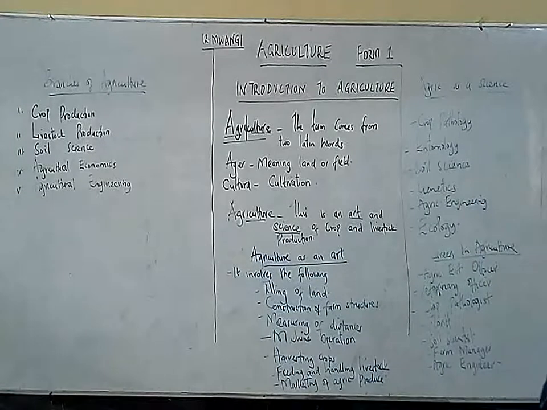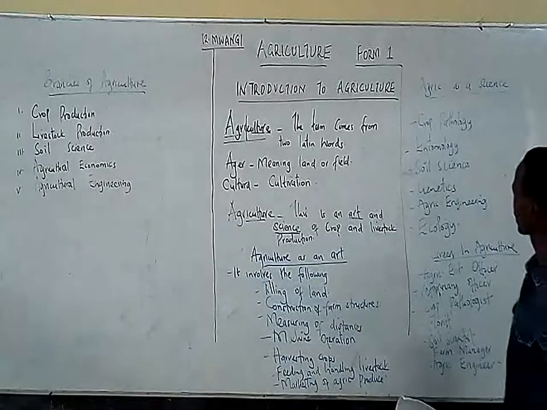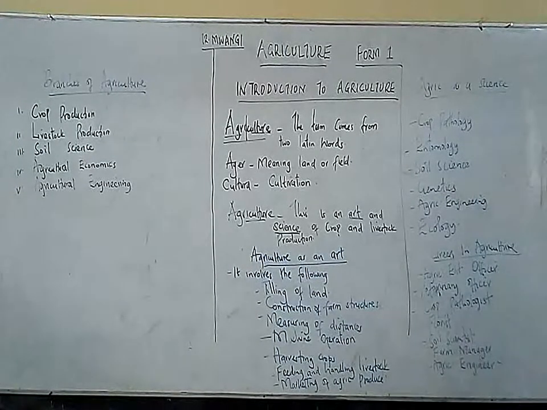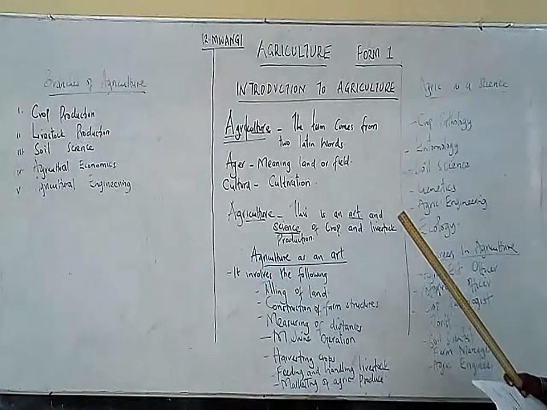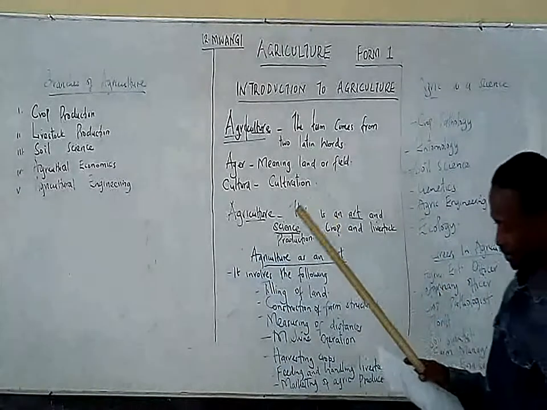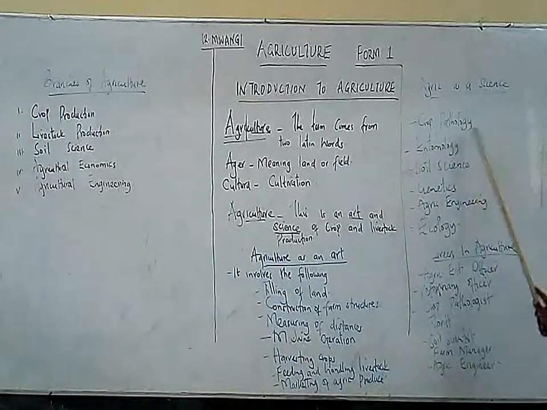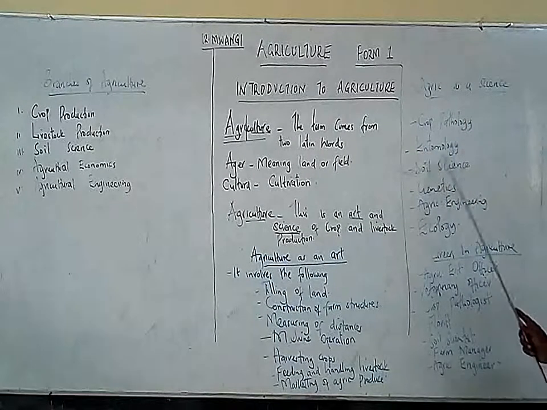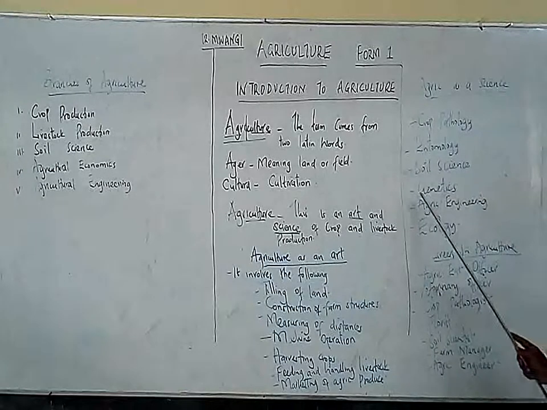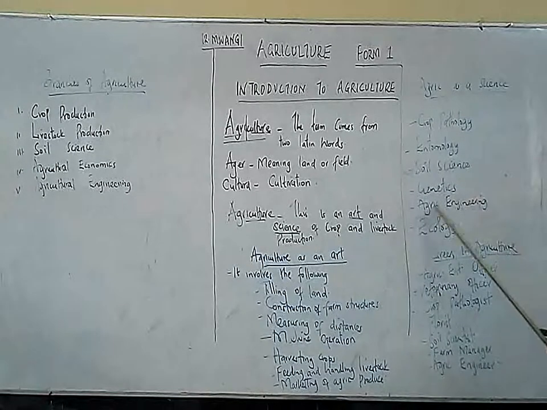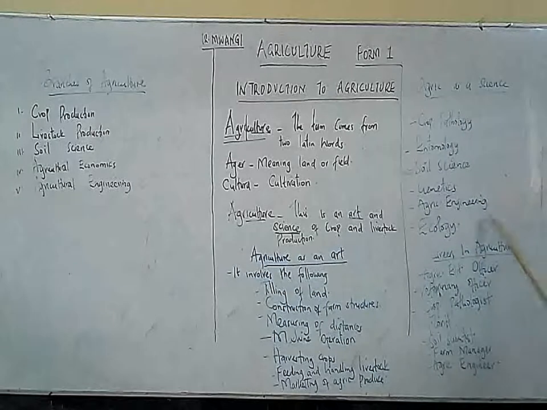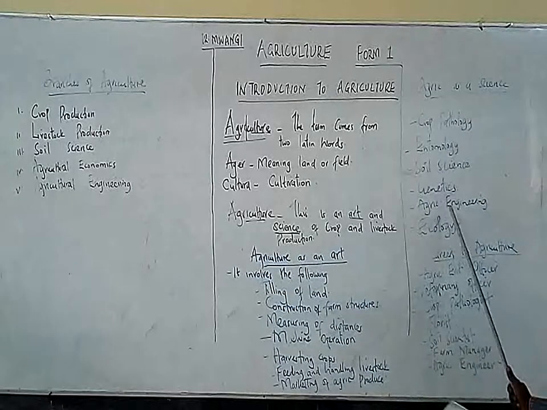Now we look at agriculture as a science. Agriculture is referred to as a science because it involves the following: crop pathology, entomology, soil science, genetics, agricultural engineering, and also ecology.